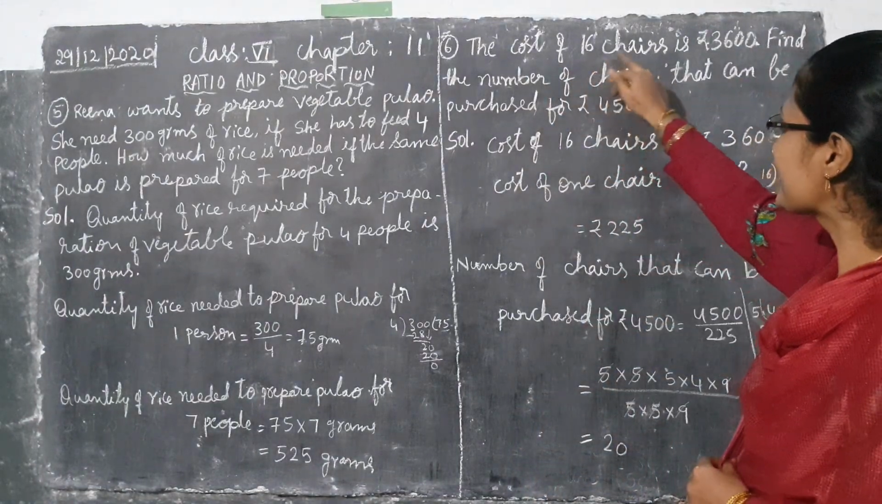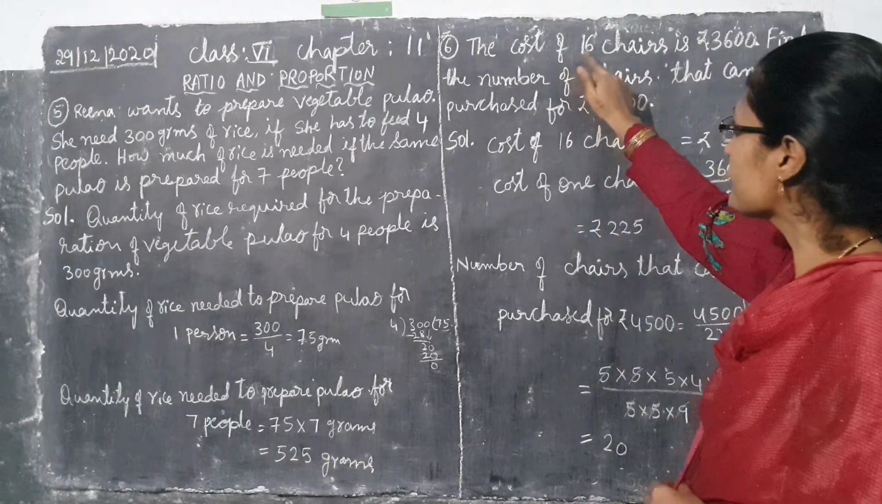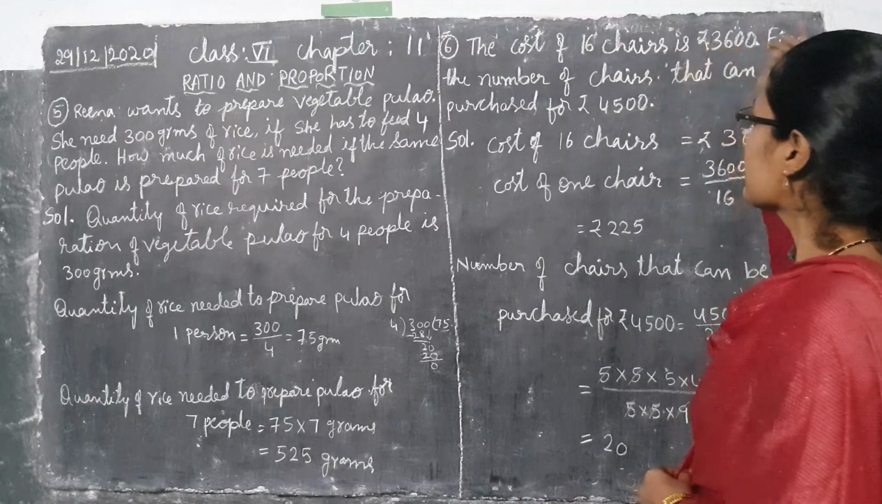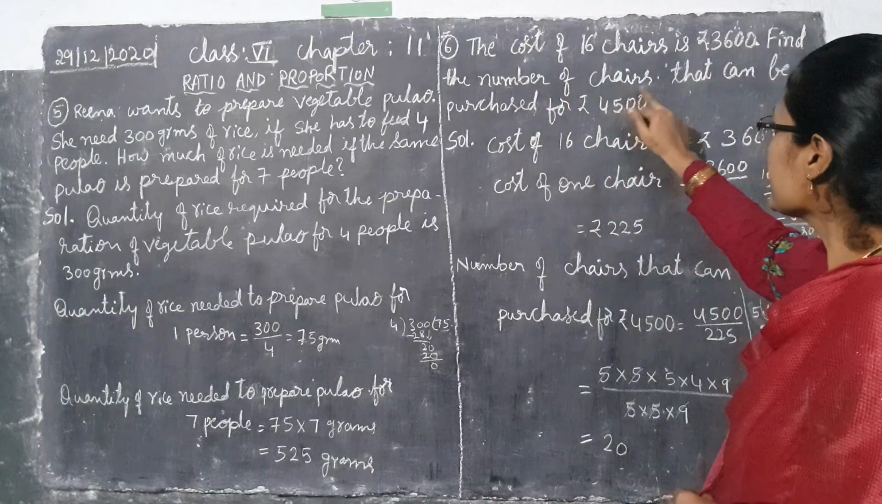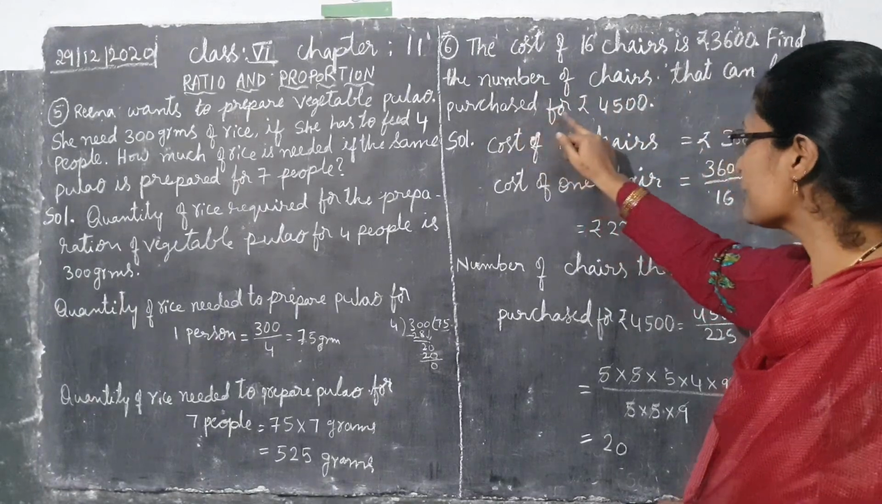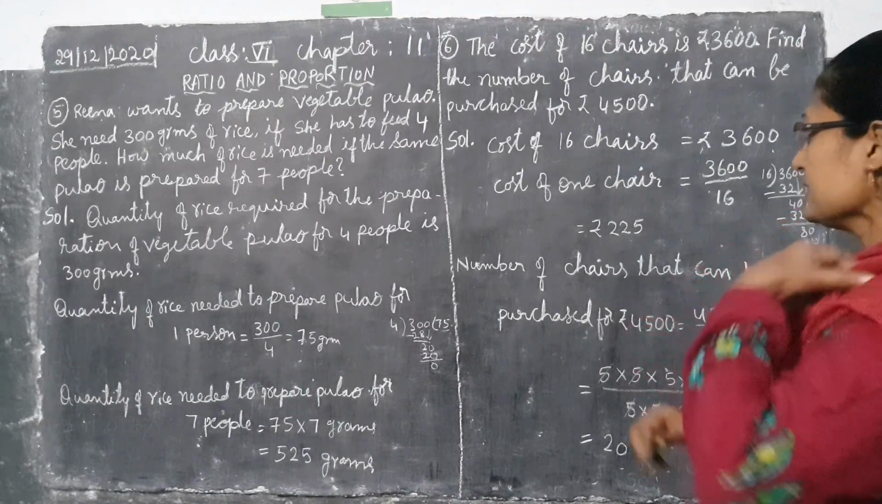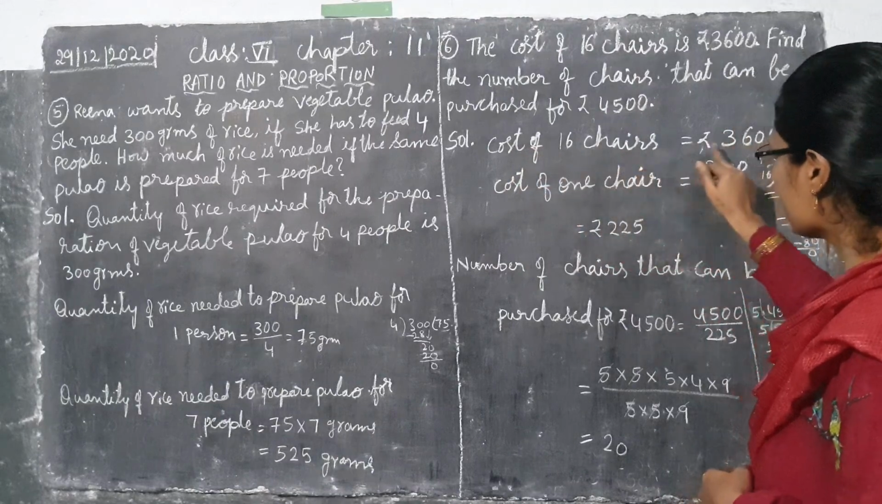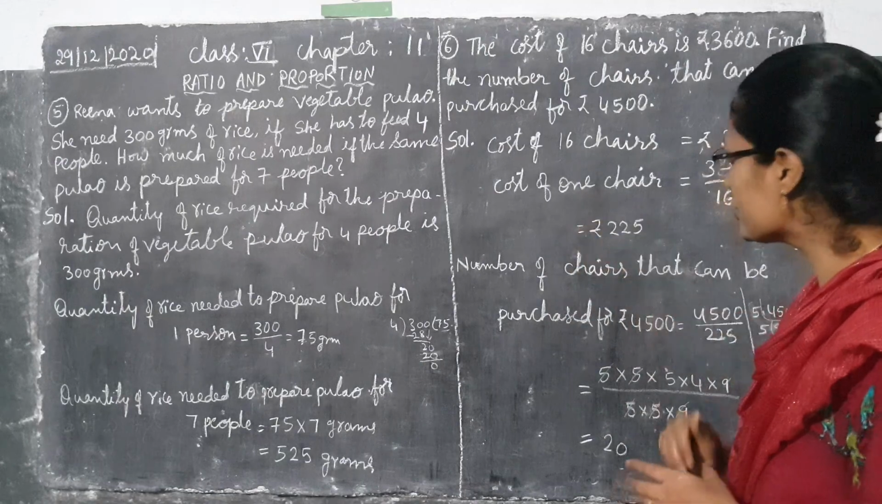The cost of 16 chairs is rupees 3,600. Find the number of chairs that can be purchased for rupees 4,500. How many chairs can be purchased, we have to find, children. Okay. Now the cost of 16 chairs is how much? 3,600. Now the cost of 1 chair we have to find.